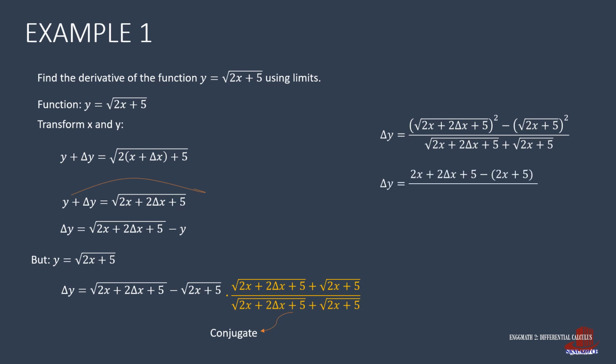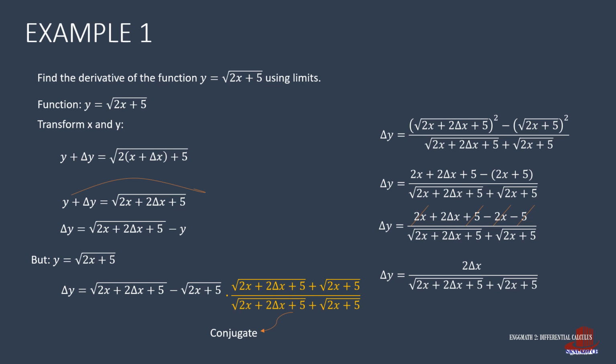The square of the roots on the numerator makes it 2x plus 2 delta x plus 5 less the quantity of 2x plus 5. Distribute the minus sign to take out the parentheses and cancel out similar terms. Those are 2x and 5. Resulting to delta y as 2 delta x over the root of 2x plus 2 delta x plus 5 plus the root of 2x plus 5.